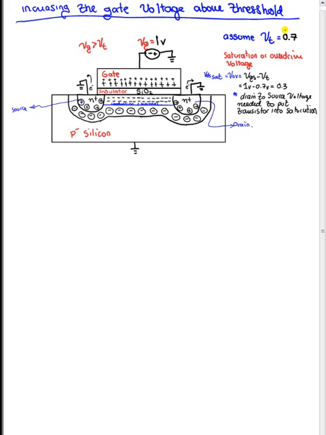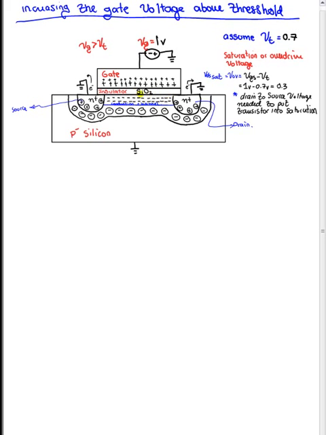MOSFET devices can sometimes have threshold voltages of 400 millivolts, 500 millivolts. It just depends on how it is built, right? As we said before, increasing the gate voltage above the threshold puts the transistor into strong inversion and establishes the conduction channel right here. So now you have a channel that is full of mobile electrons.